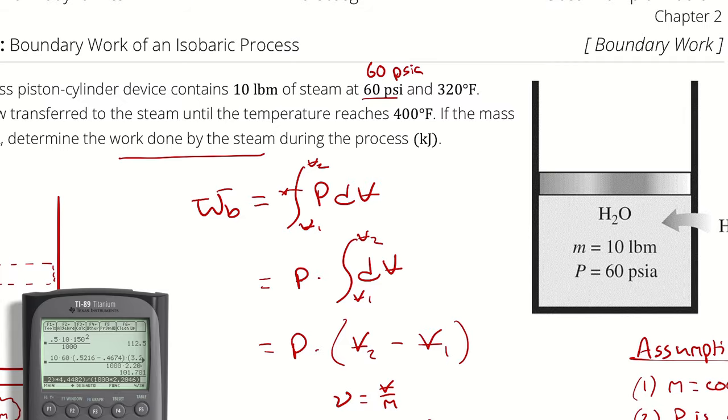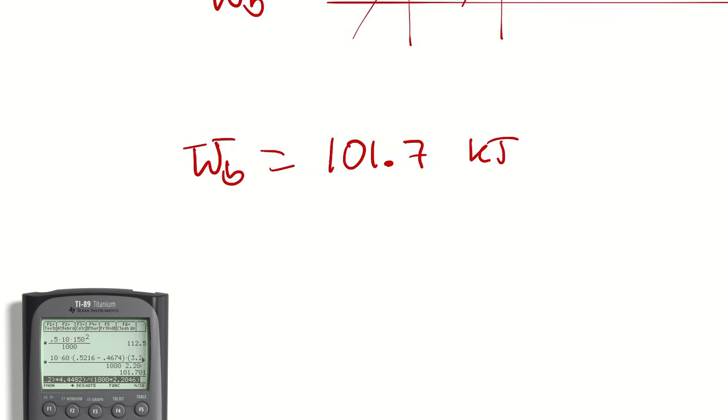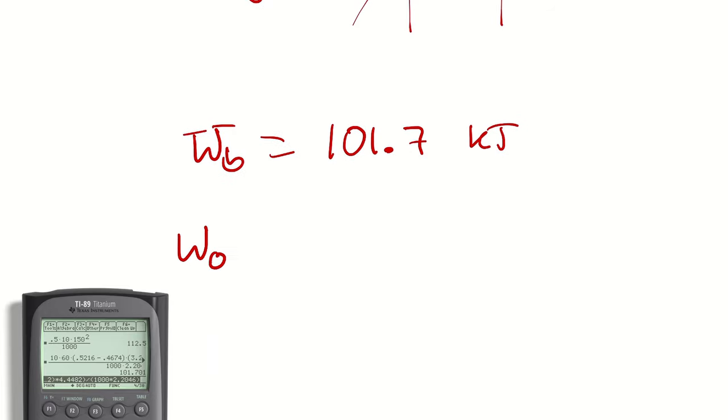For good measure, I like to call them inputs and outputs. Work done by the steam would be an output. Work done on the steam is an input. Therefore, map this somewhere in your brain. A positive boundary work is a work out. A negative boundary work is a work in. Got it? So this is a work out of 101.7 kilojoules, which sounds like a radio station.